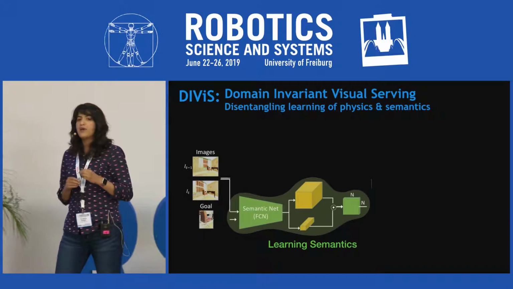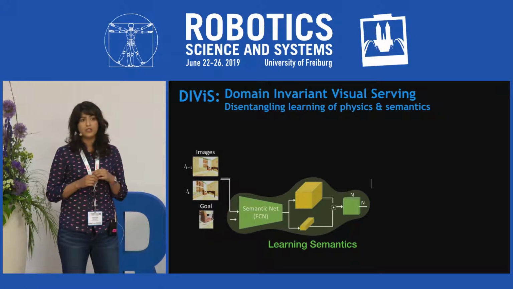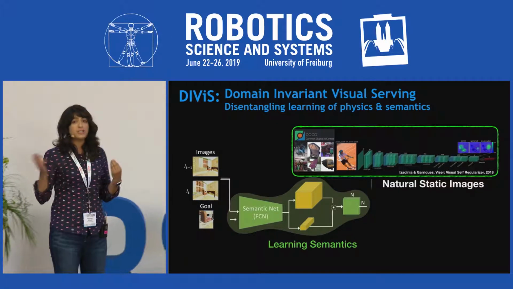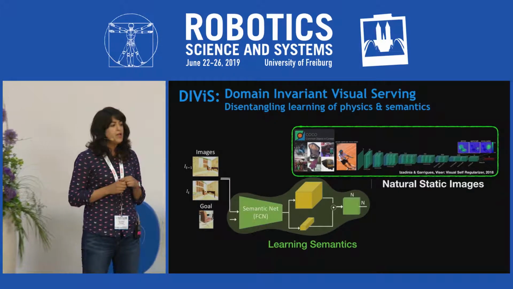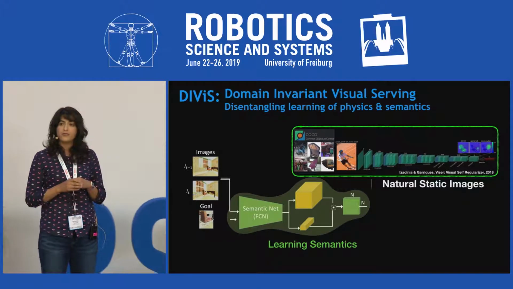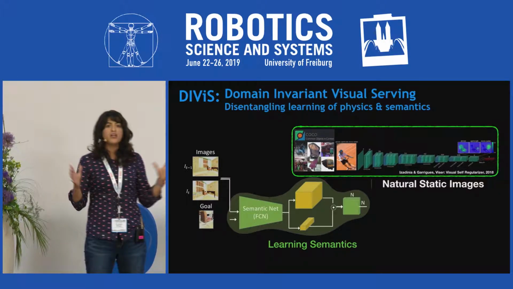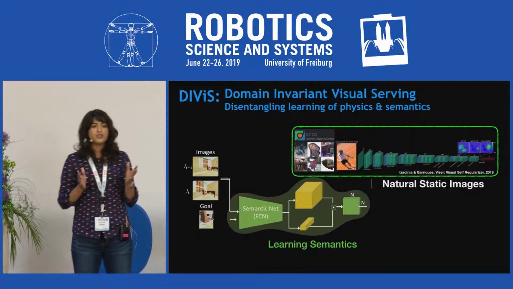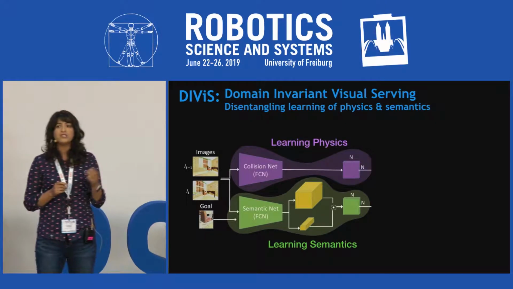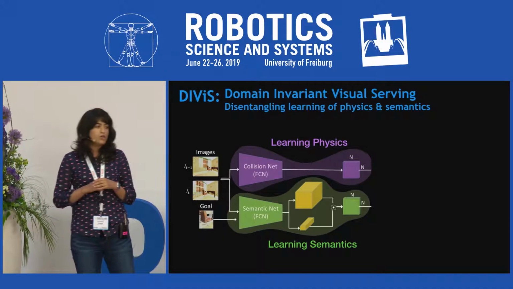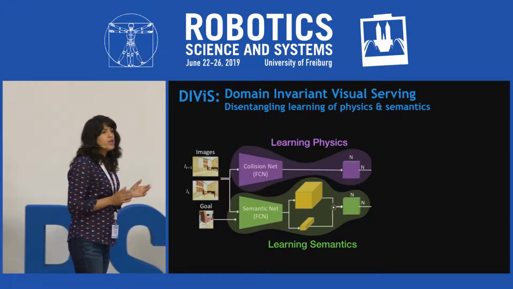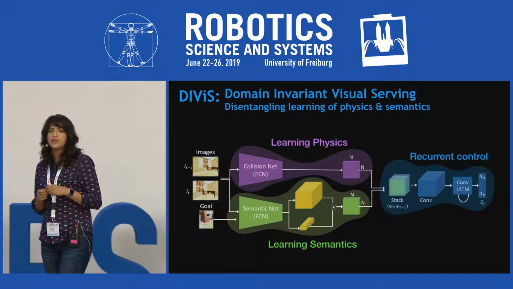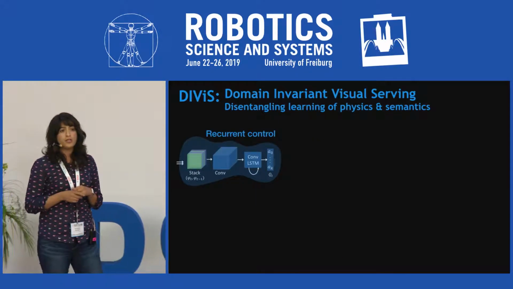To learn semantics, we use an object localization network, which is pre-trained with natural images, which are static but are annotated by humans. This network also has a fully convolutional architecture. By concatenating the semantics and physics features, we train a control network that navigates the robot toward the target goal. Our control network is recurrent, with a recurrent LSTM unit, and is trained entirely in simulation.